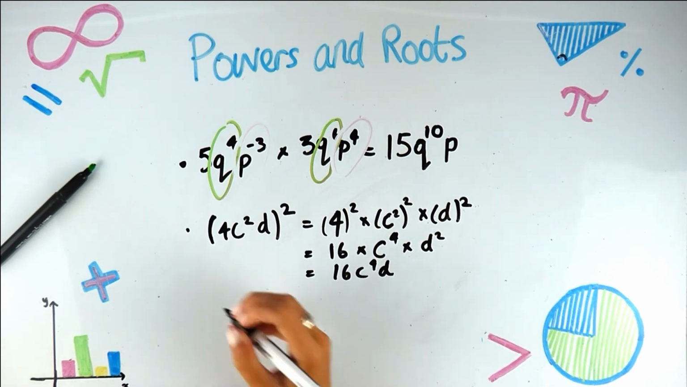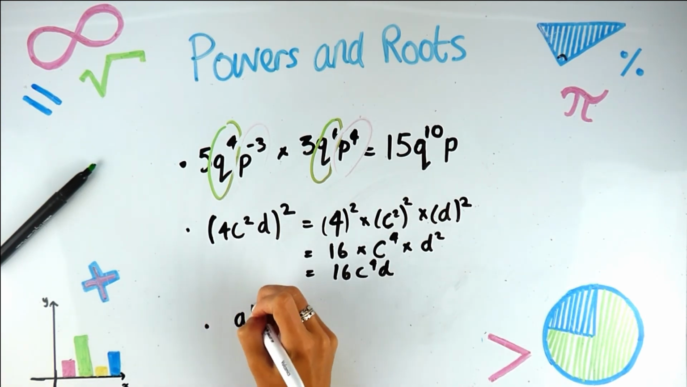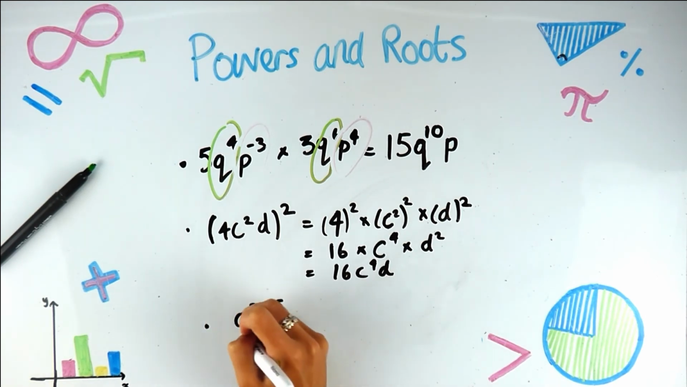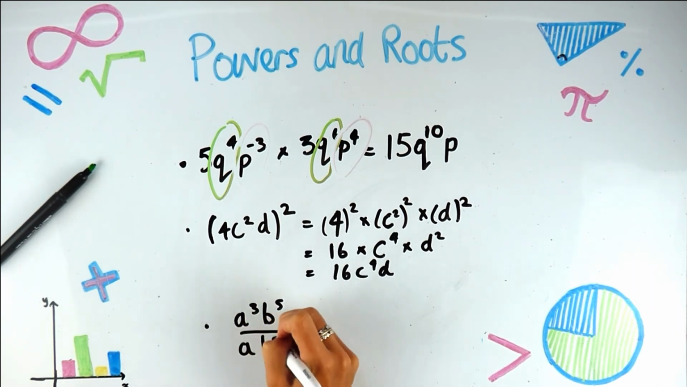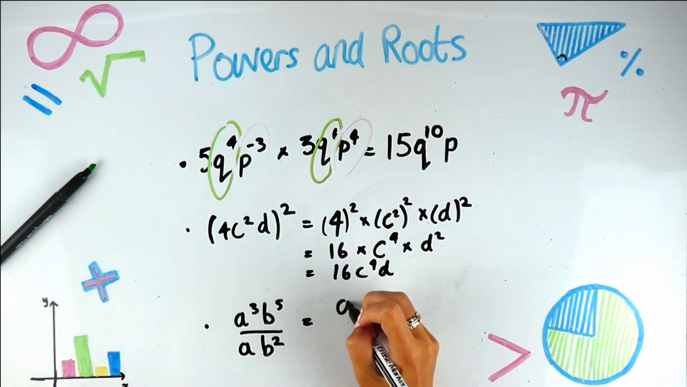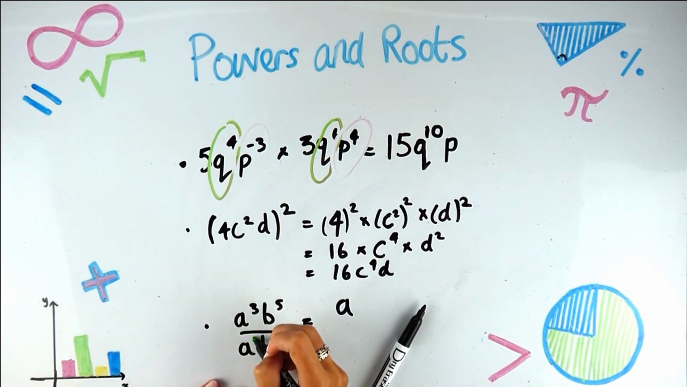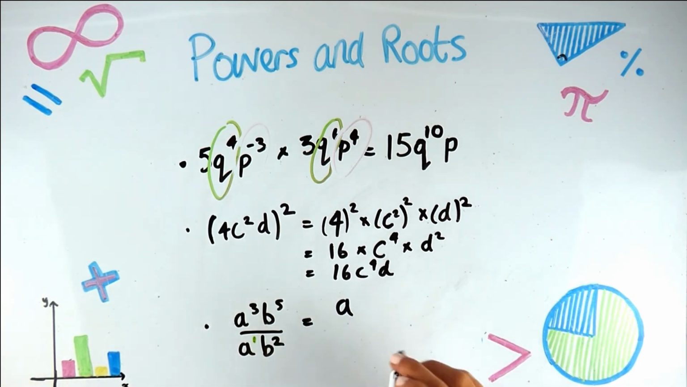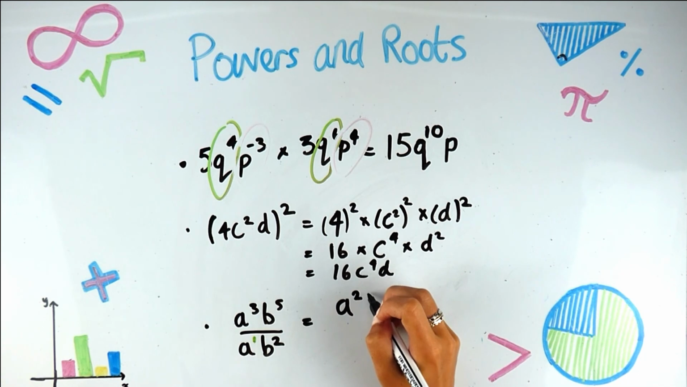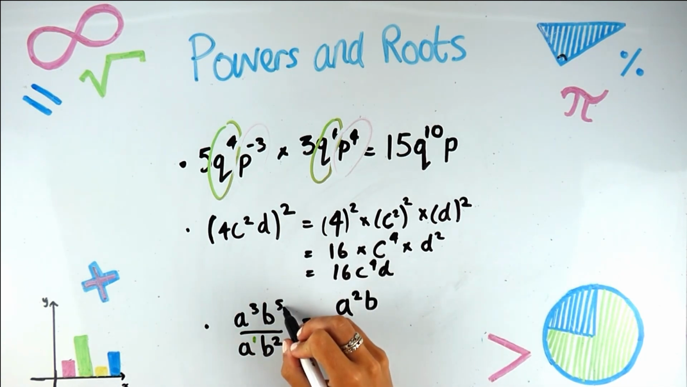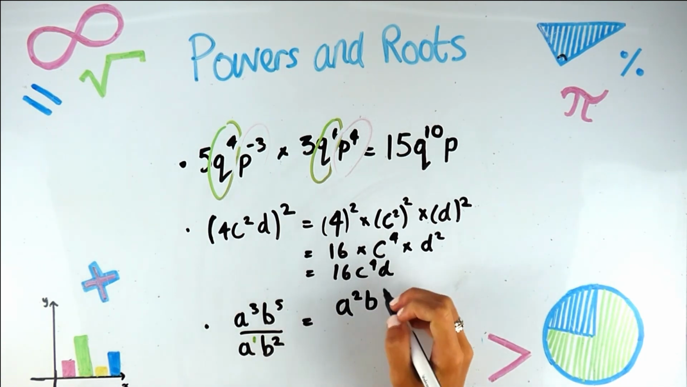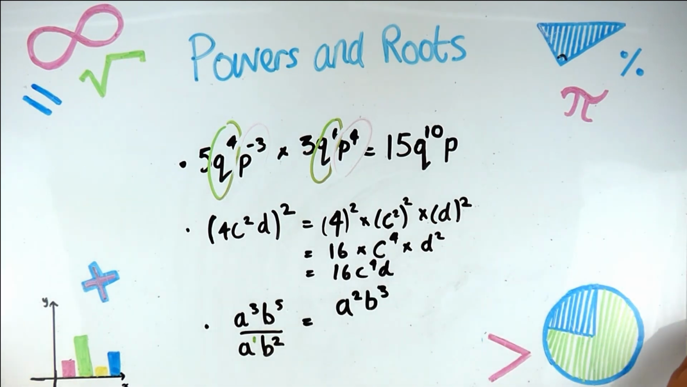Okay, and then let's do one more. A cubed b to the 5 divided by a b squared. Okay, so this is division. This was our second rule, and we know we have to subtract. So we're going to have a, we've got 3, and then here we have an invisible 1. So 3 minus 1, which is 2. Then we've got b, 5 take away 2 is 3. There we go.